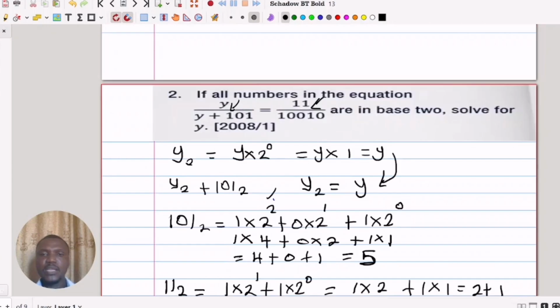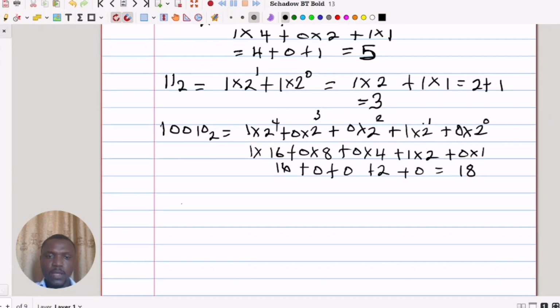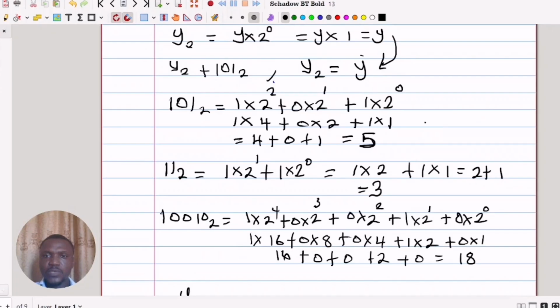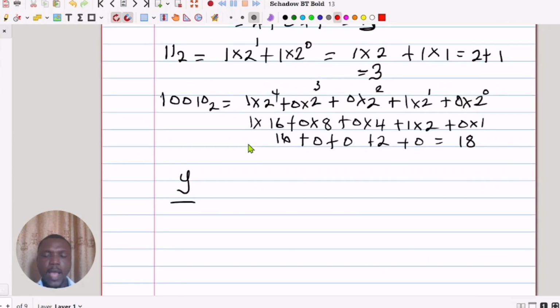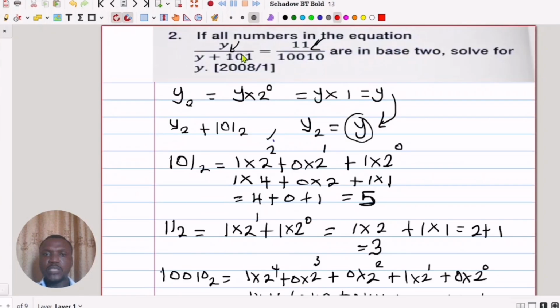Now that we have done that, we can go back to this question. You know that we have y. What is y in base 10? It is still y. We did the calculation in this part. Now, y plus 11. Remember that y in base 2, converted to base 10, is still y, plus what is 101? 101 base 2. We want to replace this 101 with its equivalent in base 10. That's 5.